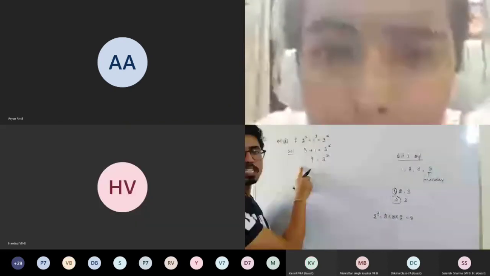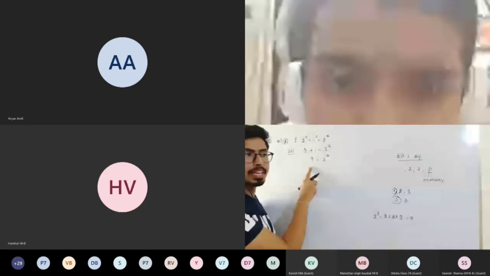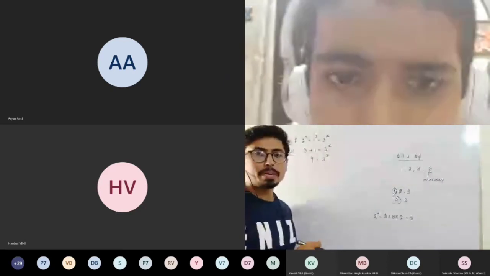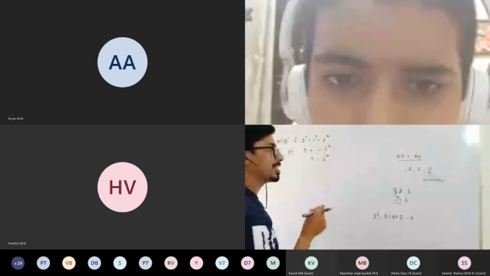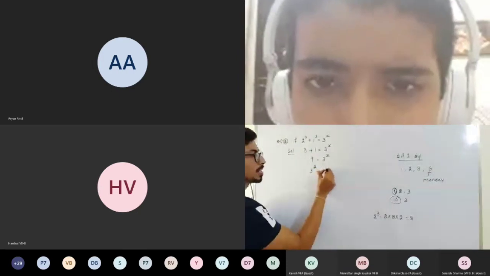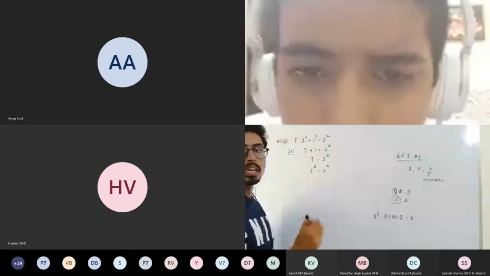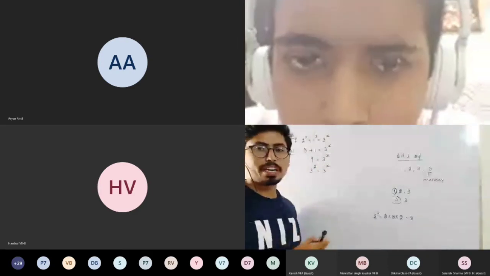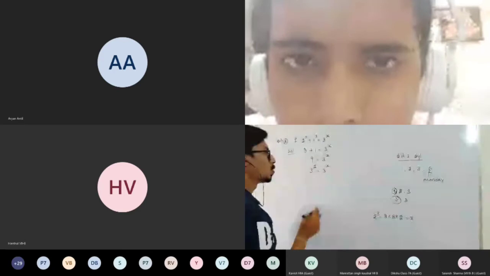This 9, students, if I take this 9, 9 can be written as 3 into 3, that means 3 square. So 3 raised to the power 2 is equal to 3 raised to the power x.